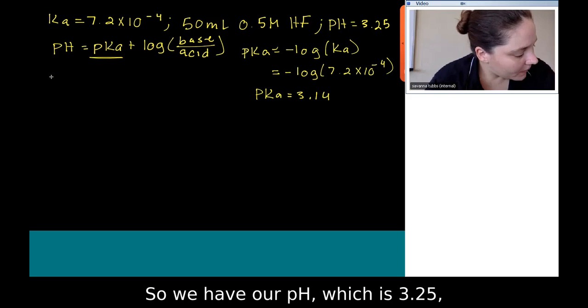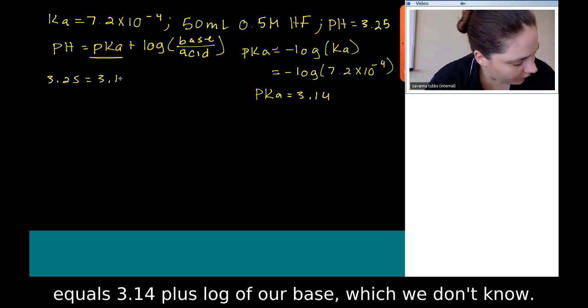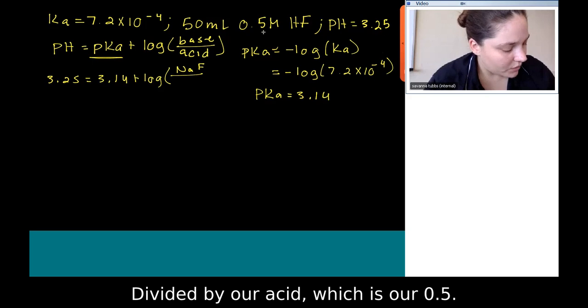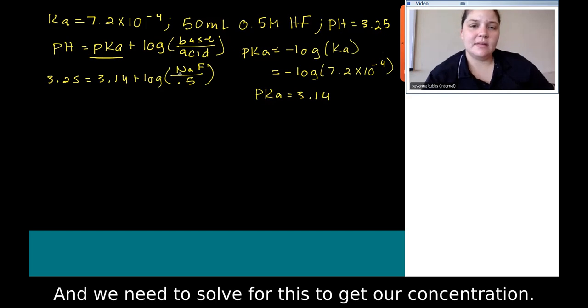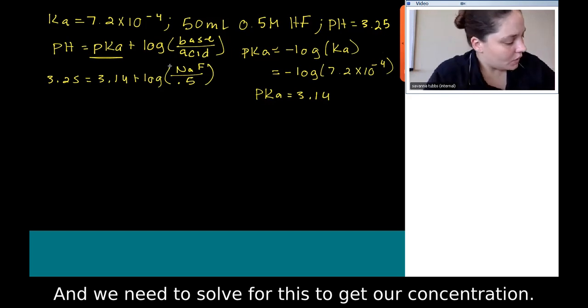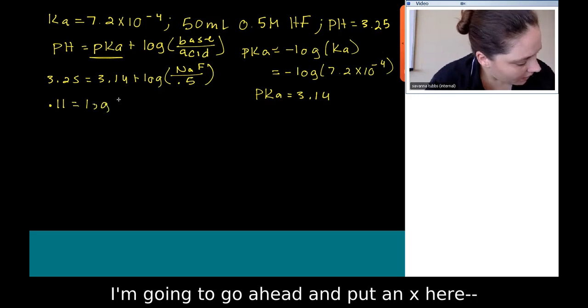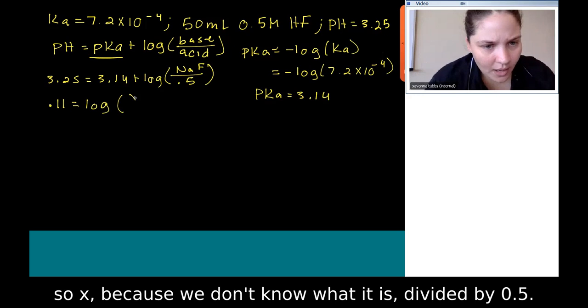So we have our pH, which is 3.25, equals 3.14 plus log of our base, which we don't know. We have NaF here, divided by our acid, which is our 0.5. And we need to solve for this to get our concentration. So when we subtract this over, we get 0.11 equals log of, I'm going to go ahead and put an x here. So x, because we don't know what it is, divided by 0.5.